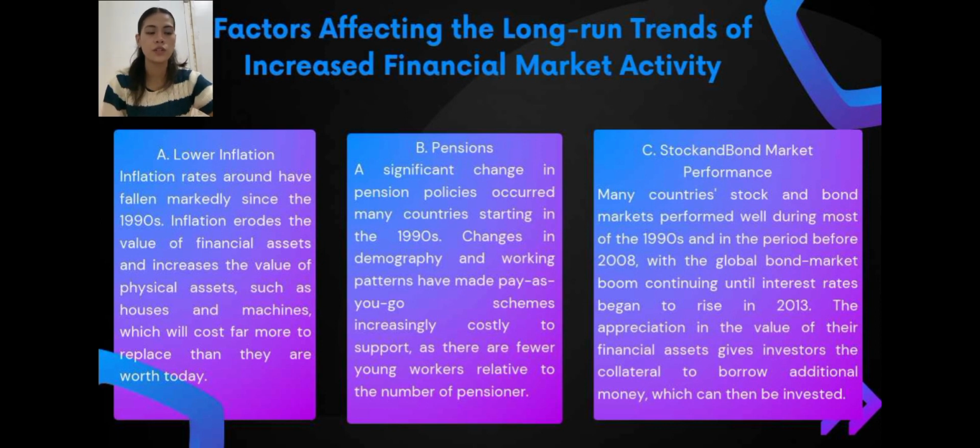Factors affecting the long-run trends of increased financial market activity. Lower inflation. Inflation rates around the world have fallen markedly since the 1990s. Inflation erodes the value of financial assets and increases the value of physical assets, such as houses and machines, which will cost far more to replace than they are worth today. Inflation is the rate of increase in prices over a given period of time. When inflation is low, it means there is a high purchasing power to all goods. People are more inclined to spend, and in return, producers produce more products to cater to their demand.